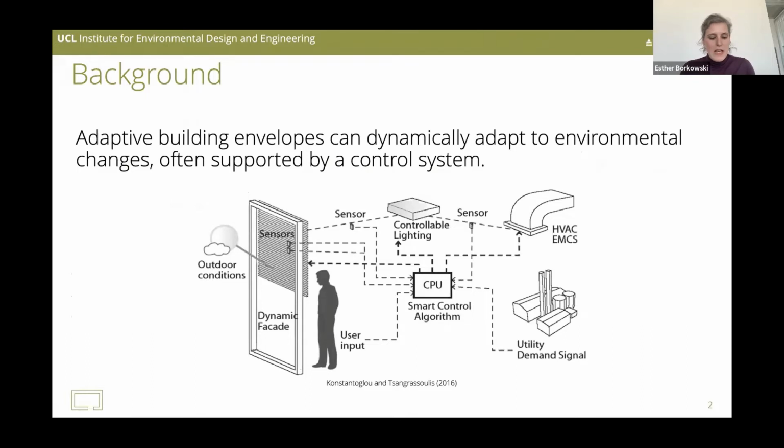Traditional building envelopes are only dynamic to a certain extent, only when a user starts to interact with the facade and, for example, opens a window or closes a blind. By contrast, adaptive building envelopes can dynamically adjust some of their behavior over time to changing environmental conditions without necessarily requiring a user input. That dynamic behavior is achieved either through the dynamics of the building envelope itself, as in the case of phase change materials, or through mechanical actuation through a control system.